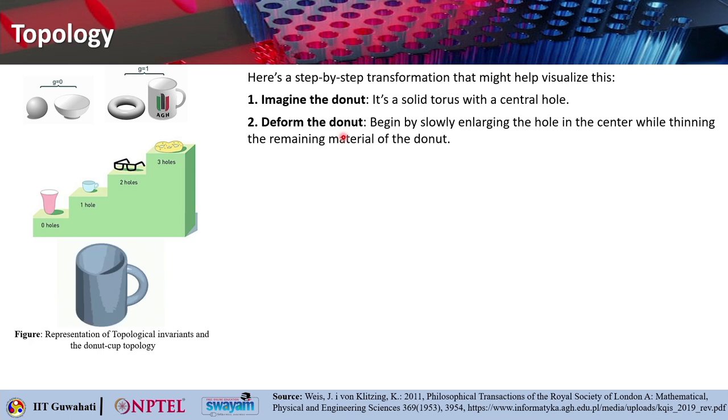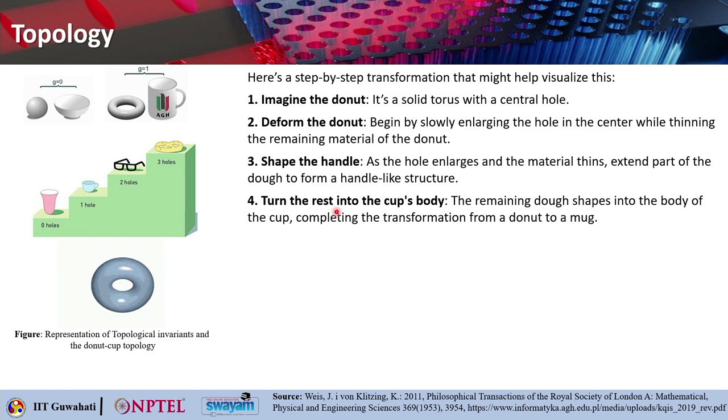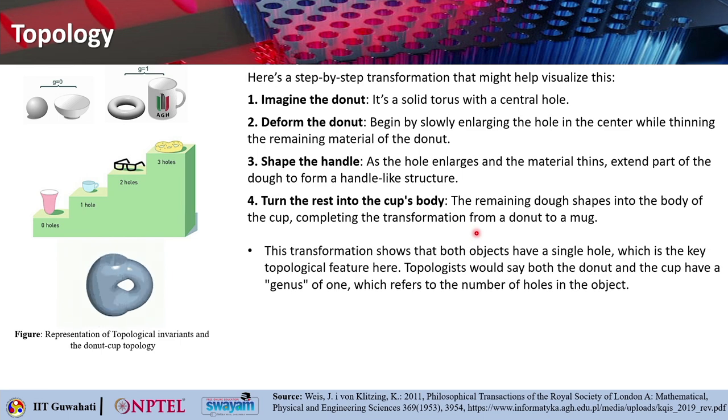Now deform the donut. You begin by slowly enlarging the hole in the center while thinning the remaining material of the donut. And then you shape the handle. As the hole enlarges and the material becomes thin, extend part of the dough to form a handle-like structure and turn the rest into the cup's body. So the remaining dough can then be turned into the cup, and that is how you can complete the transformation from a donut to a mug.